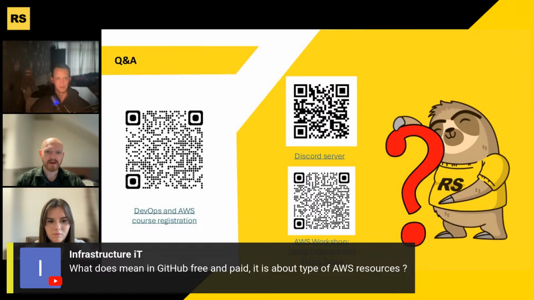It is about the type of AWS resources. The free version is about the free tier, and the paid version is about resources that might be out of the free tier. So yeah, you'll have the options. We show them to you because sometimes it's a bit more convenient to solve this task using paid resources. And sometimes it's also about best practices.